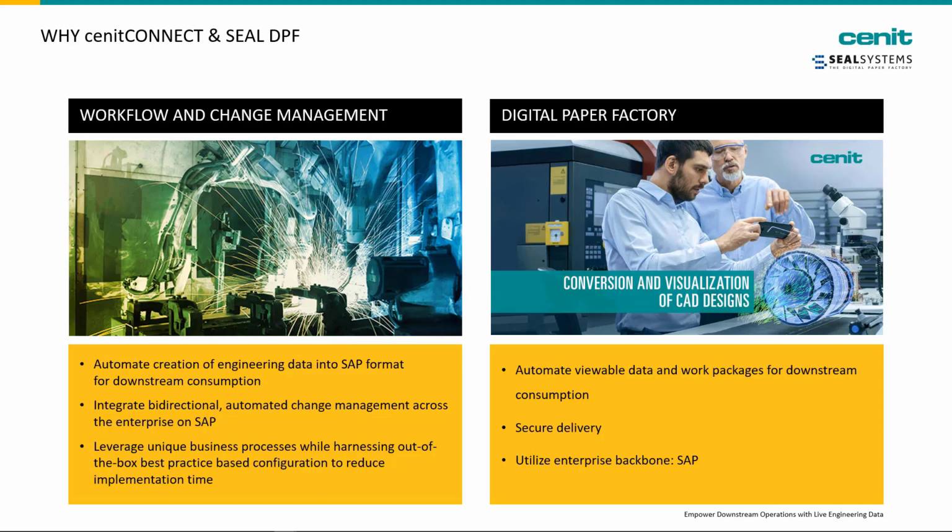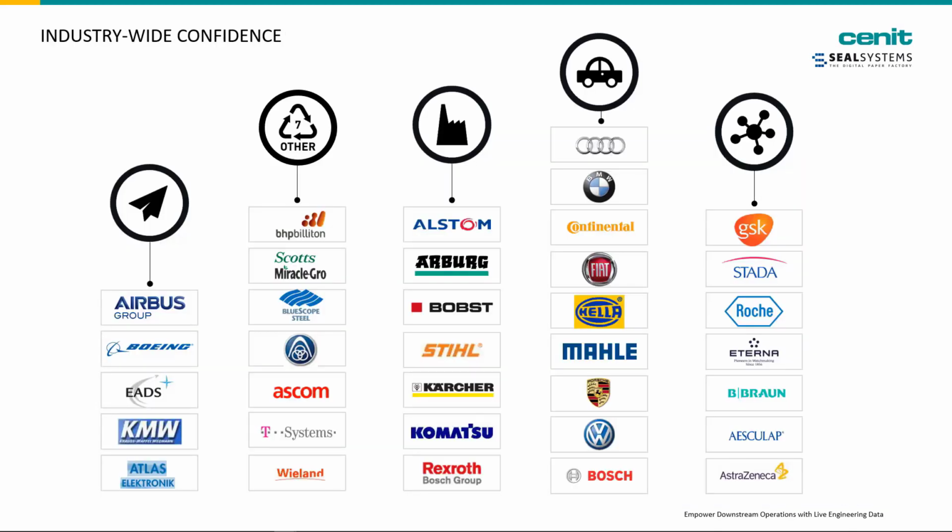cenitCONNECT also helps companies leverage their unique business processes while providing the best practice-based configurations that drastically reduce implementation time of traditional workflows, again, across the enterprise. The SEAL Digital Paper Factory takes that evolving data and automates viewable data generations and secure delivery, leveraging your investment in the enterprise backbone, SAP, so you don't have to worry about elements like authorization rights in a separate system.